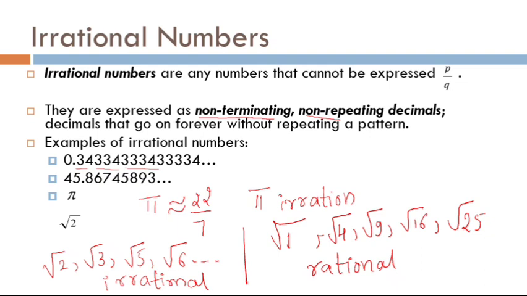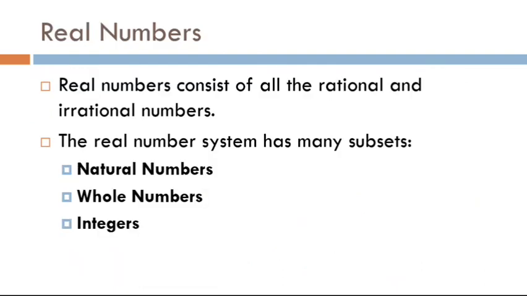Now we have to include all these sets. Then we get one more set, that is real numbers. Real numbers consist of all the rational numbers and irrational numbers. All the sets we put together, then we get a new set that we call real numbers. So real numbers include natural numbers, whole numbers, integers, rational numbers, and irrational numbers. It is a set containing all kinds of numbers.